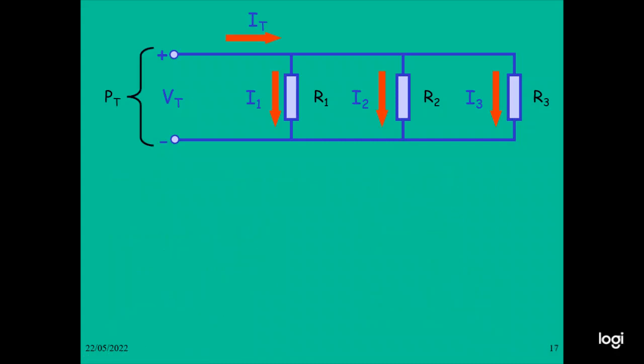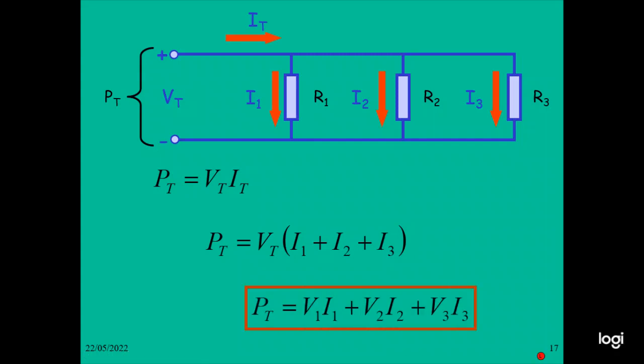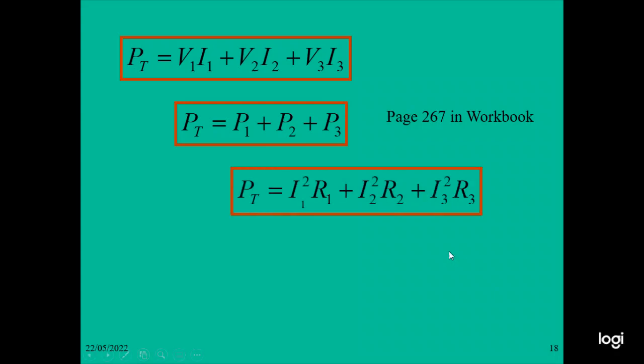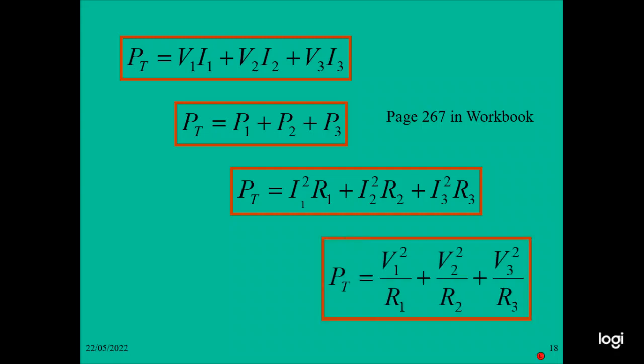Similarly, for the power PT: the current flowing to R1 is I1, to R2 is I2, and to R3 is I3. In this case, PD equals VT multiplied by ID. So PD equals VT multiplied by I1 plus I2 plus I3. Therefore PD equals V1 I1 plus V2 I2 plus V3 I3. PD equals P1 plus P2 plus P3. PD equals I1 squared R1 plus I2 squared R2 plus I3 squared R3. So PD equals V1 squared by R1 plus V2 squared by R2 plus V3 squared by R3.